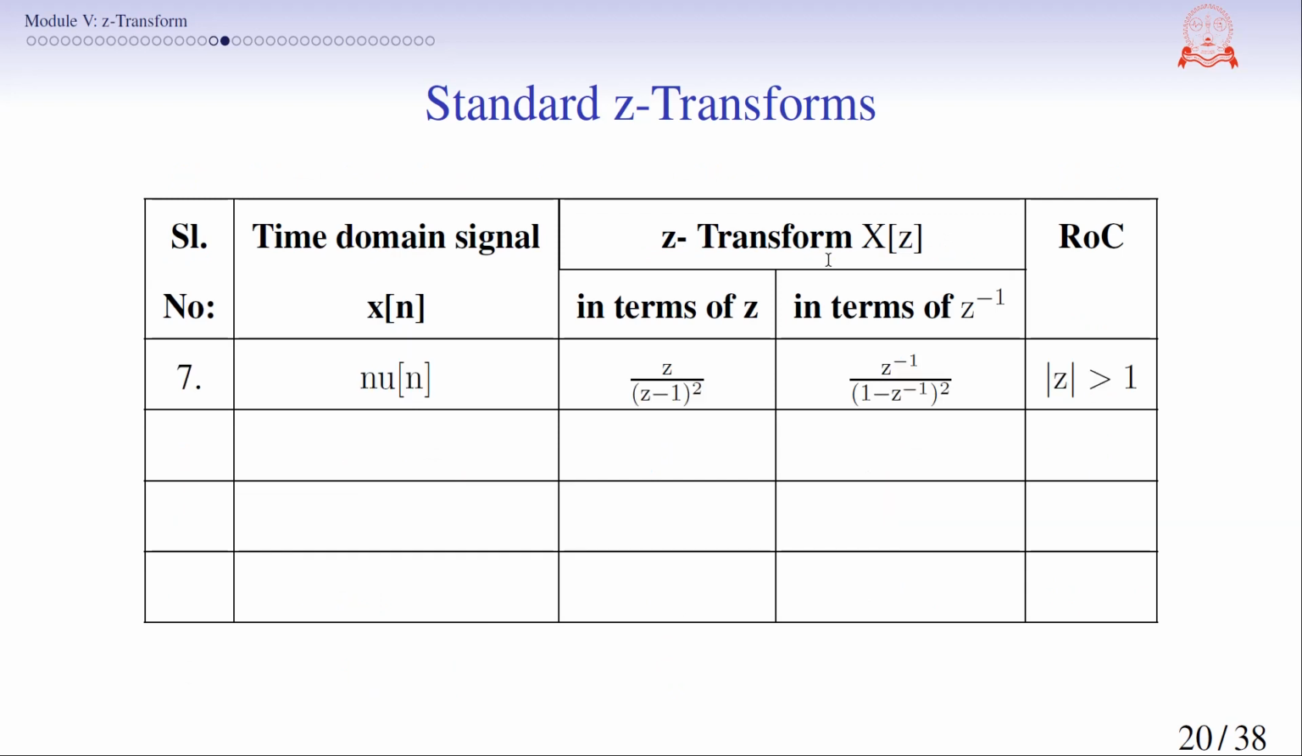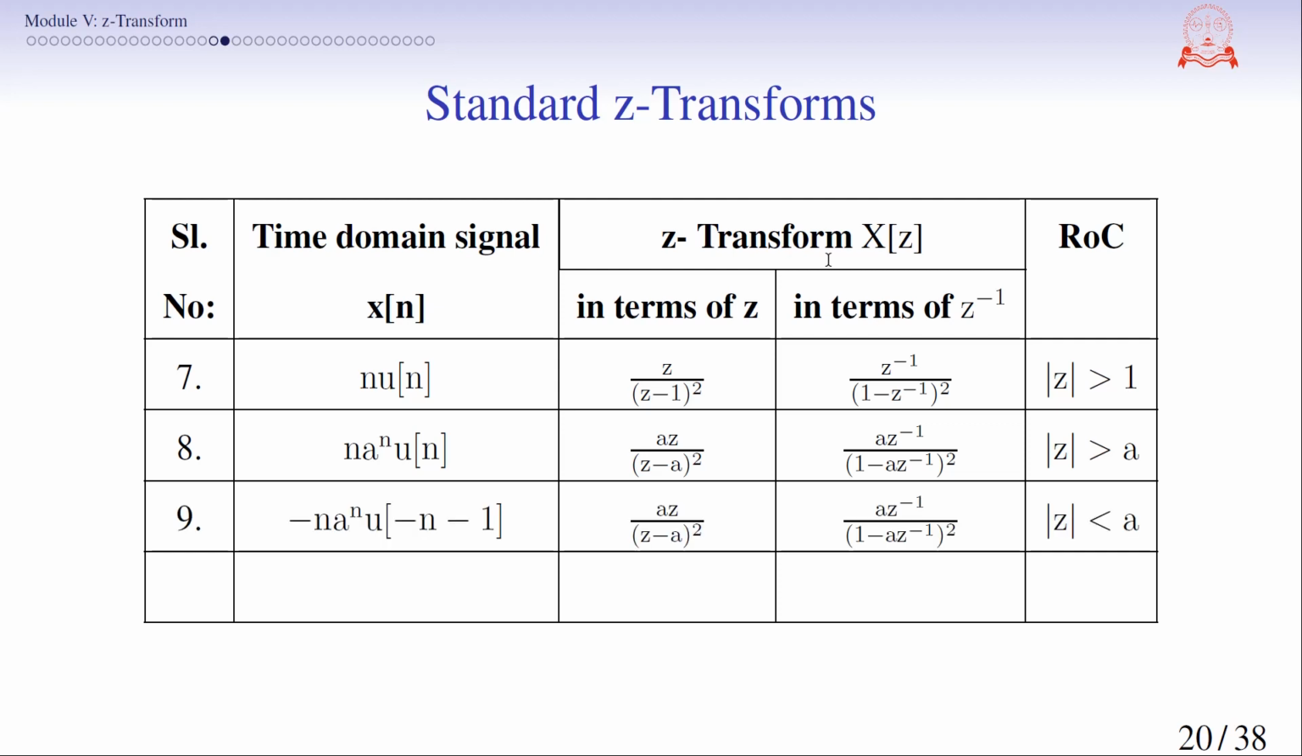Coming to the other Z transforms, for n into u of n, Z divided by Z minus 1 the whole square, mod Z is greater than 1. For n into a raised to n u of n, az divided by Z minus a the whole square, mod Z greater than a is the region of convergence.